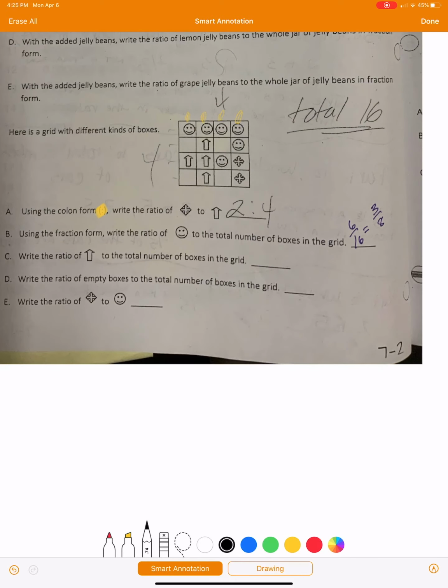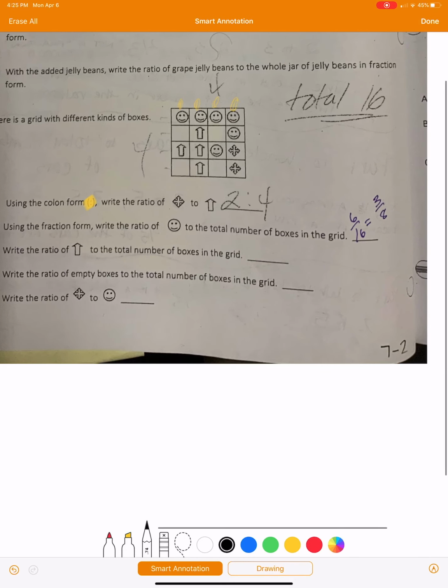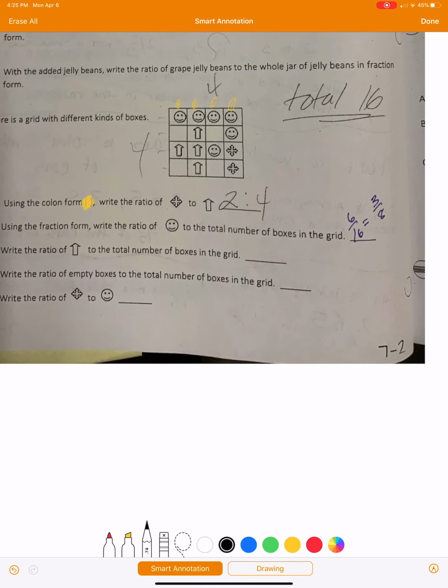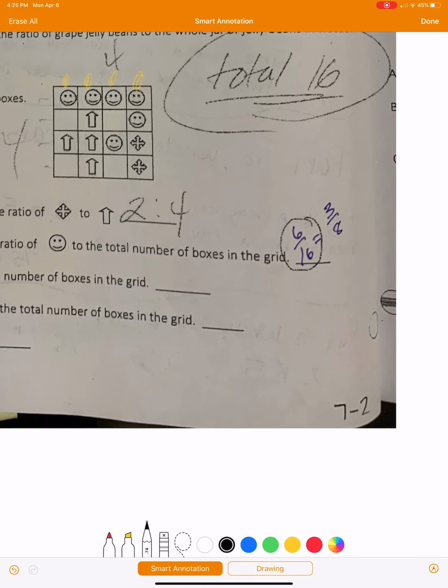As you can see, I already did this one over here using the fraction form, the ratio of smiley faces to the total number. This is why it was important to get the total number. The total was 16, and I counted 6 smiley faces. I got that for my answer, which can be reduced because 2 goes into 6 3 times, and 2 goes into 16 8 times.